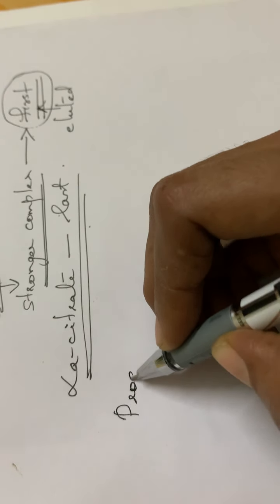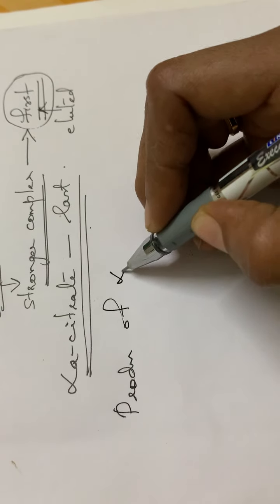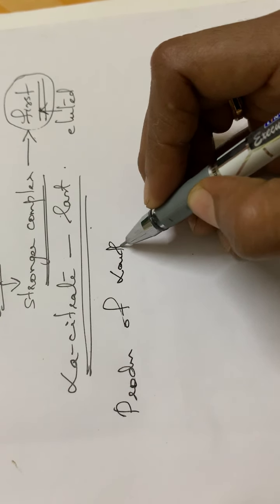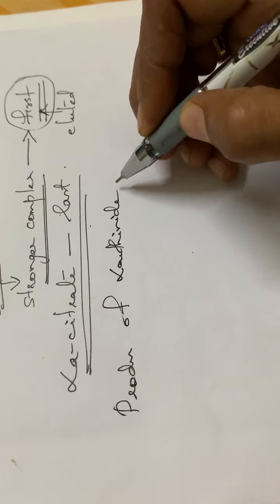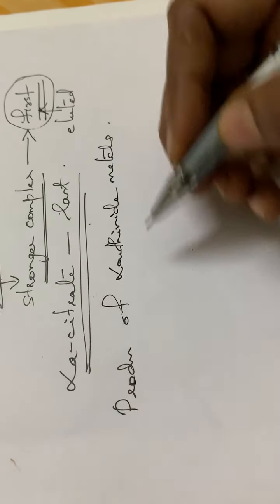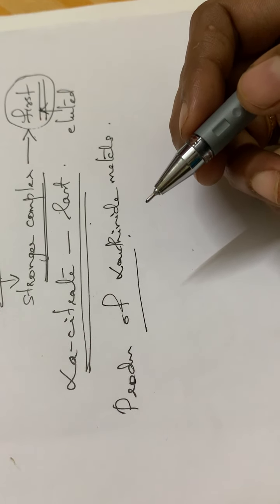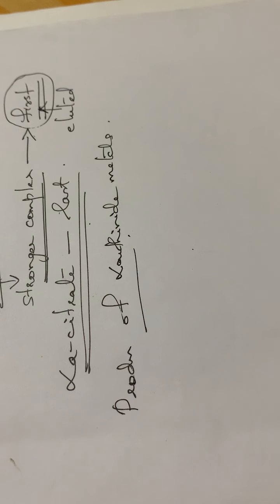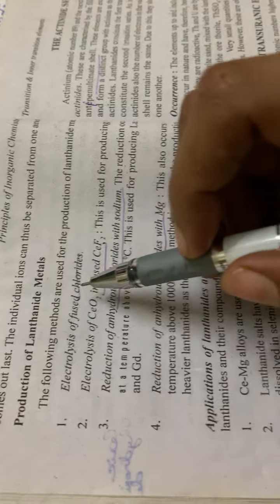Then the next topic is the production of lanthanide metals. Another title you have to study is the production of lanthanide metals, that is the different methods for the production of lanthanide metals. I think you can read from the textbook. I'll go through this also. See, lanthanide metals. See here.